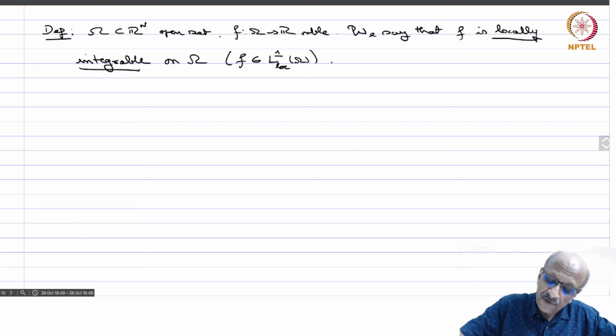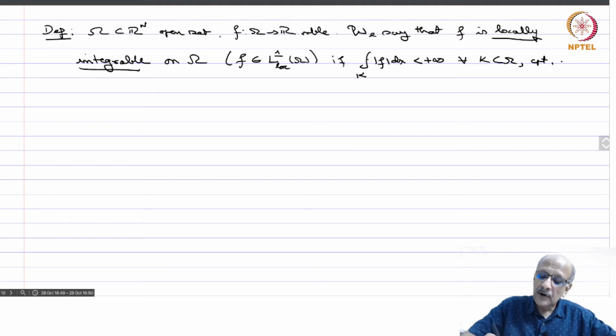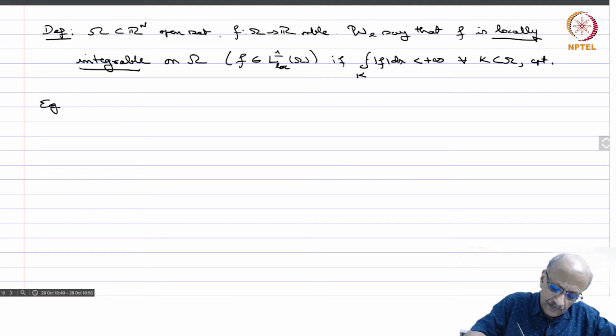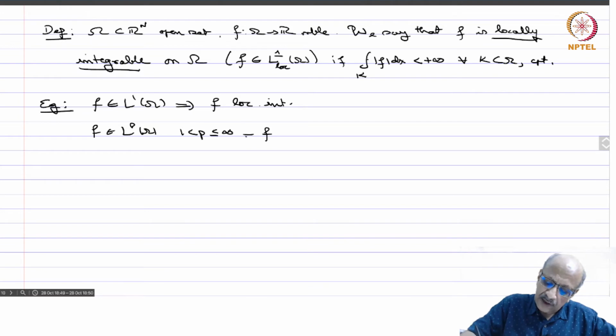Okay, if the integral over K of mod f dx is finite for every K contained in omega compact. So if it's integrable on every compact subset, then you say it is locally integrable. So examples. f in L^1 of omega automatically implies that f is locally integrable. If f is in any L^p of omega, 1 less than p less than or equal to infinity, then also f is locally integrable.